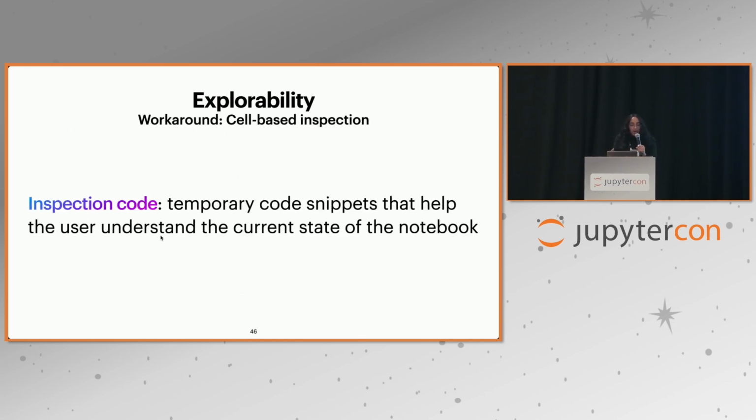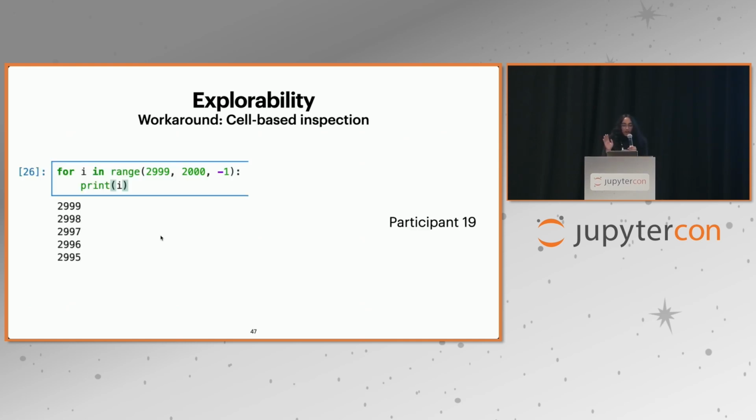For the second tactic, almost all of our participants used some amount of inspection code in their notebooks. This is a term that we give to the temporary code snippets that help the user understand the current state of the notebook. And oftentimes, we saw our participants create separate cells to handle this inspection code. So in this example, we see participant 19 writing inspection code to understand how this for loop works in this code. And the cell-based structure of Jupyter makes this kind of exploration easier, since these small snippets can interact with other parts of the program, but are still sequestered by their own cell boundary.